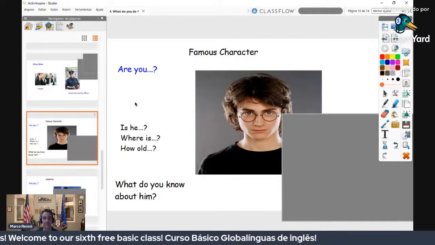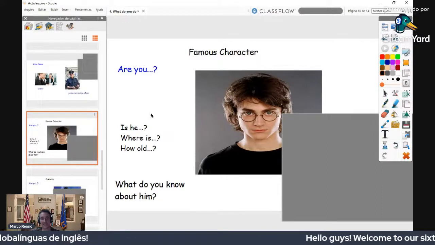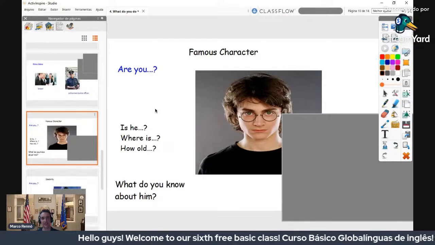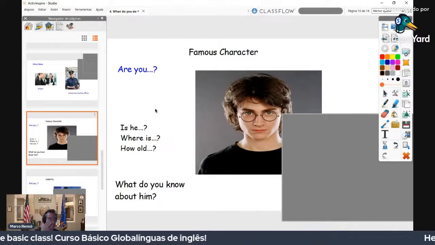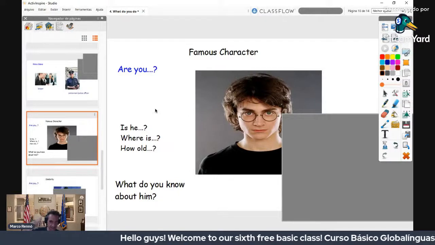So I will say that this famous person is a man, masculine. So you ask, for example, is he American? No, he isn't. Is he English? No, he isn't. Is he Spanish? No, he isn't. Is he Italian? No, he isn't. Is he Argentinian? No, he isn't. Is he Brazilian? Yes, he is. He's Brazilian.